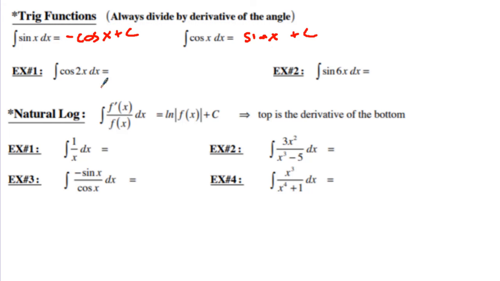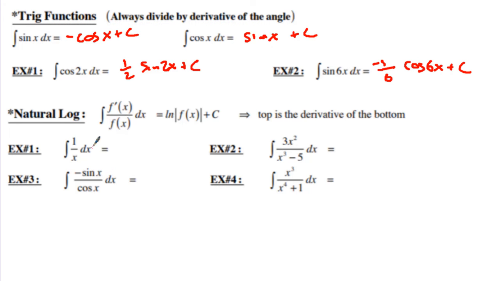So what's the integral of cosine of 2x? Obviously, that's going to be 1/2. Don't forget about the chain rule there. Sine of 2x plus c. You can use u substitution as well. Same thing here. Don't forget 1/6. And we have a negative because sine is negative cosine. Cosine of 6x plus c.